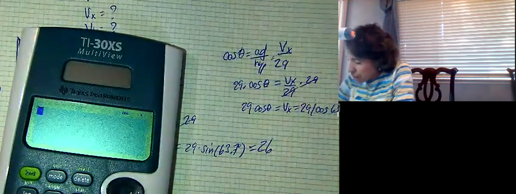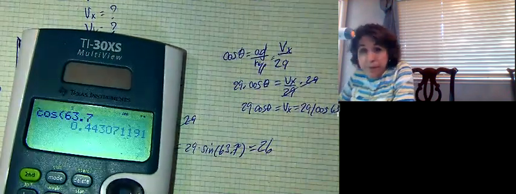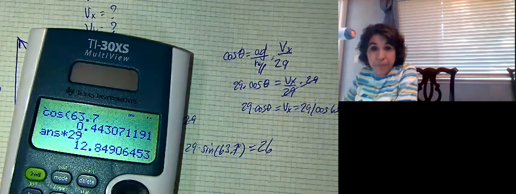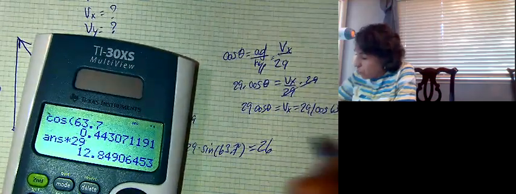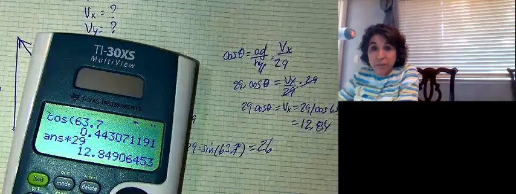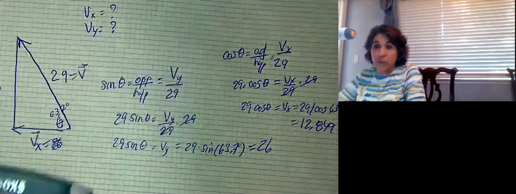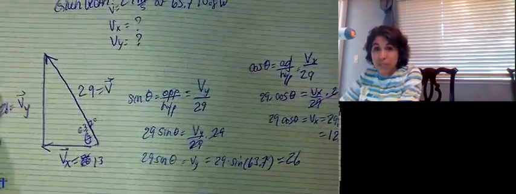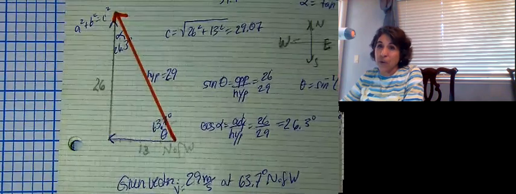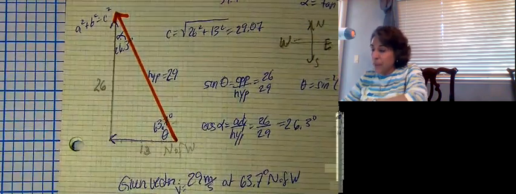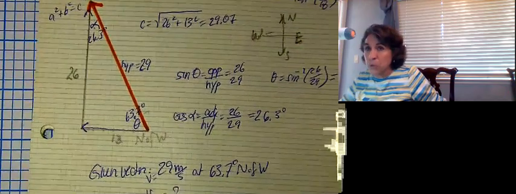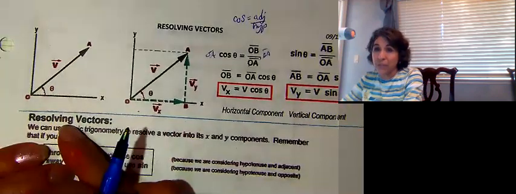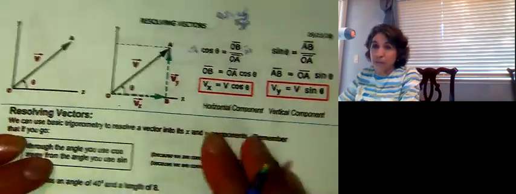All right, cosine of 63.7. There it is. And I multiply that by 29, the hypotenuse. And I get 12.849, which is about 13. So this guy is 13, and this one's 26, which is exactly what we started out with. So this is a little more than just a review of sine and cosine. This is actually using sine and cosine to resolve vectors, really what this is. All right, so let's finish this up.